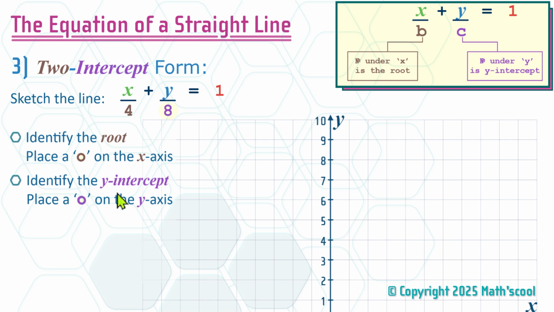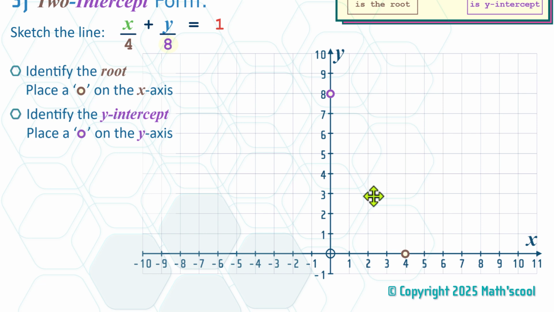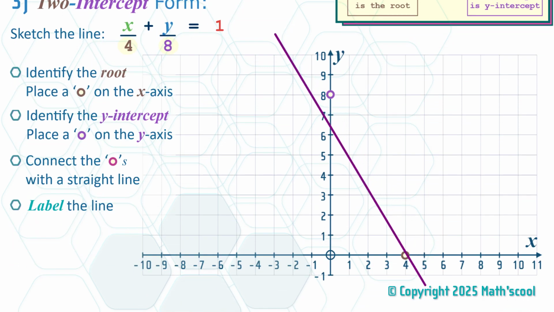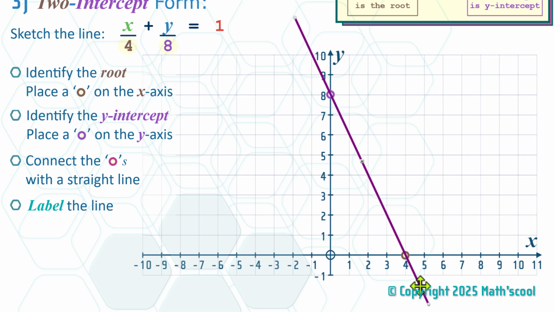What's it say to do next? Identify the y-intercept and place a blob on the y-axis. Well, this is the y-intercept, the number underneath the y. So I'm going to place a blob at 8 on the y-axis. So these are my two blobs now, the blob at 8 and the blob at 4. And then connect them with a straight line, of course, like we always do. So there's my straight line. Label the line: x over 4 plus y over 8 equals 1. Move the label onto the line. And so there's that line drawn. So that's in two-intercept form.